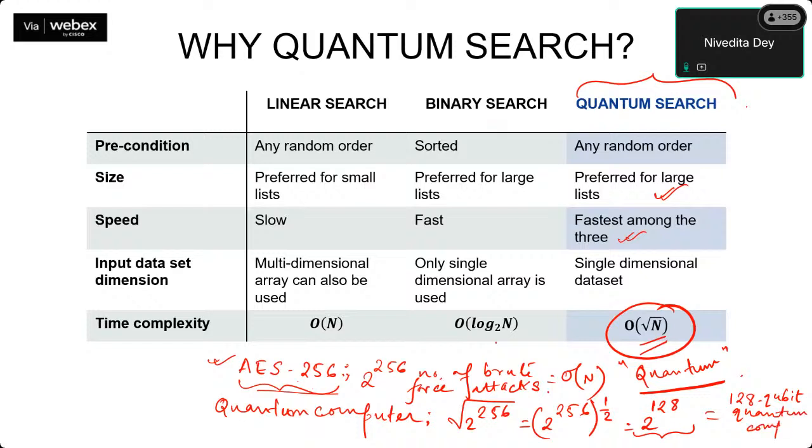And you can imagine that the time we achieve a 128 qubit quantum computer is definitely much, much, much earlier than when we can achieve a 256 qubit quantum computer. So this is really a fantastic capability of quantum that we can showcase or demonstrate using a quantum search algorithm. Maybe it is not breaking the classical cryptography right now, but it's definitely weakening the classical cryptography.